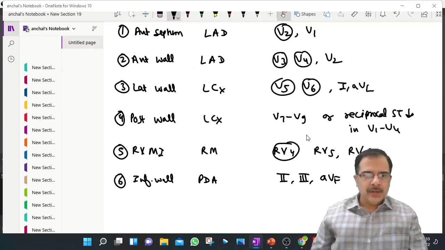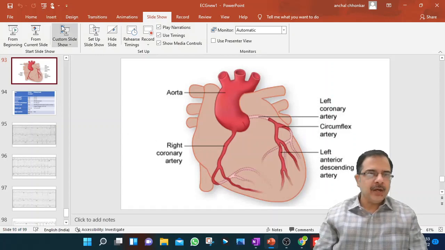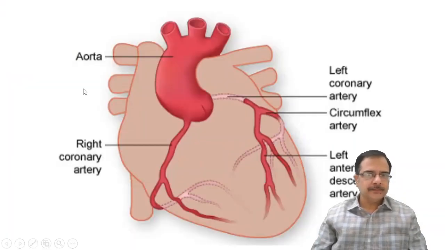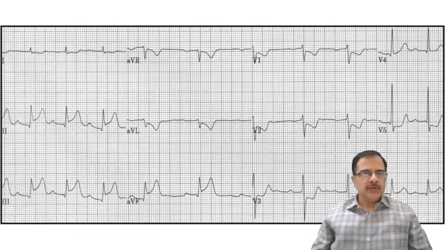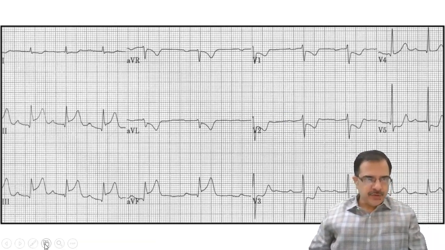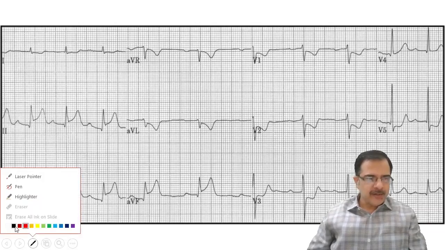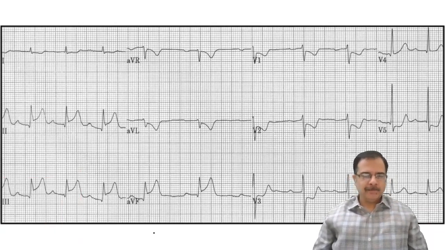So now let's identify which wall of MI you are dealing with. This is just a revision of what we have done. All right. So look at this ECG and identify which wall of the myocardial infarction we are dealing with. Yes, your answers.